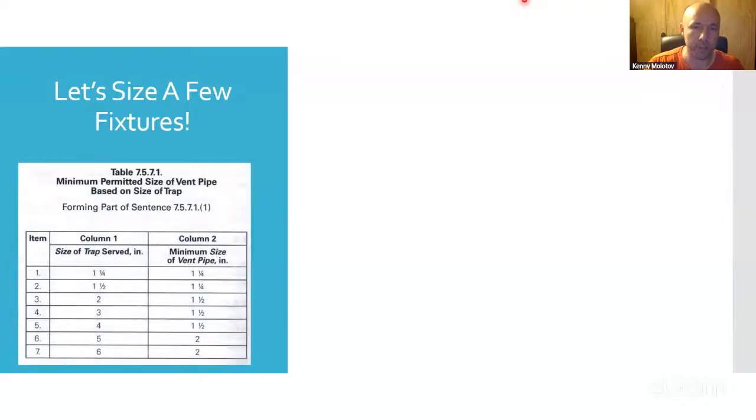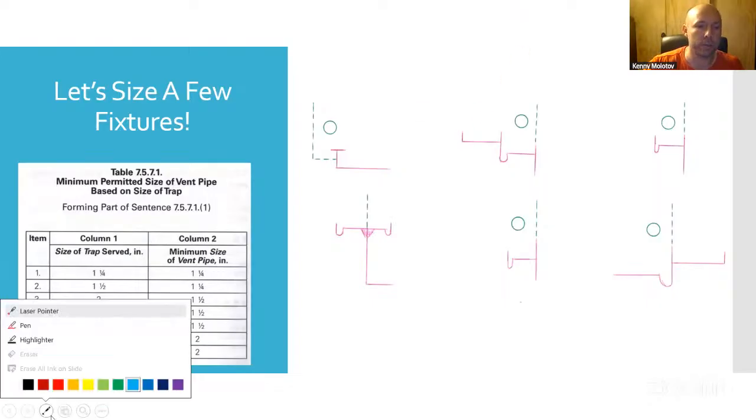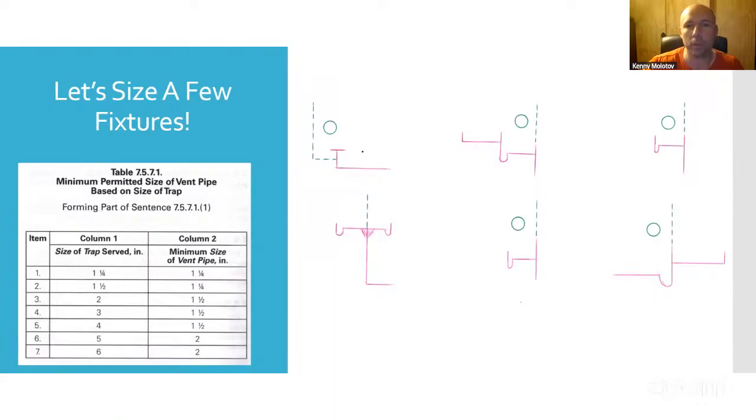So let's size a few fixtures, and I drew these, so just heads up, okay? So we got a WC here. Let me write these out. So this is a water closet. This is a kitchen sink. Let's say this is a lav. Let's say this is back-to-back lavs. And this also looks like a kitchen sink. And let's say this is a laundry, a clothes washer, okay?